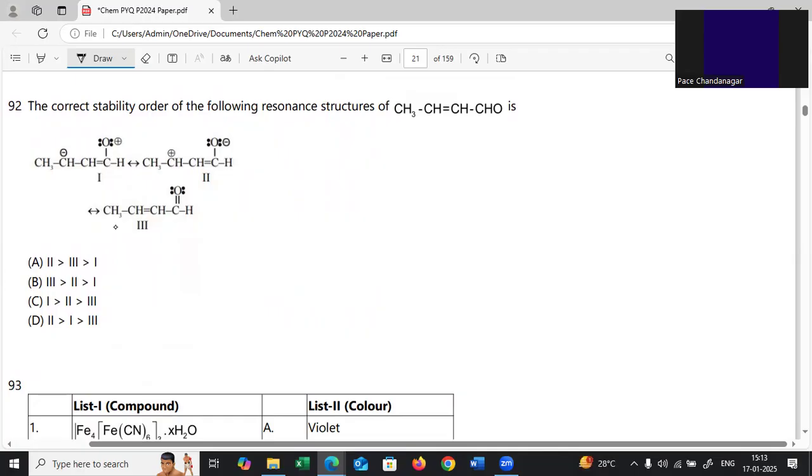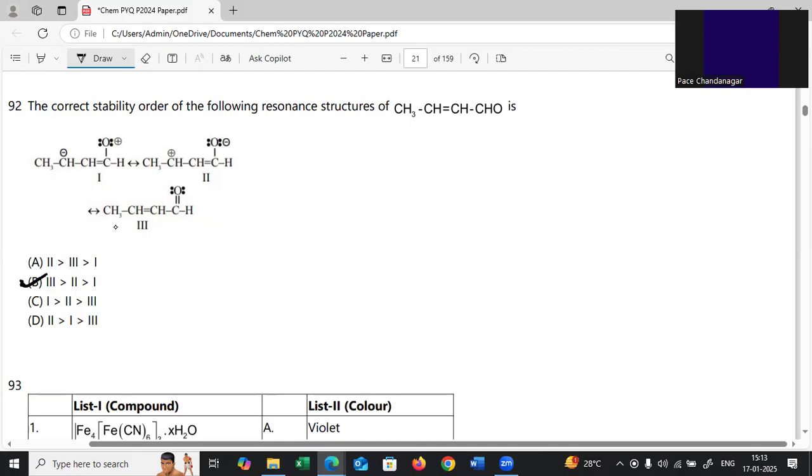Next, the correct stability order of the resonance structures is what we want. Let me just check. You have 3 structures given to us here, and which is the more stabilized structure? You can see charges on the first and second, so first and second are not so stable as compared to the third. In the third one you don't have any charge on it, so the third one is more stable. So my answer is option B.